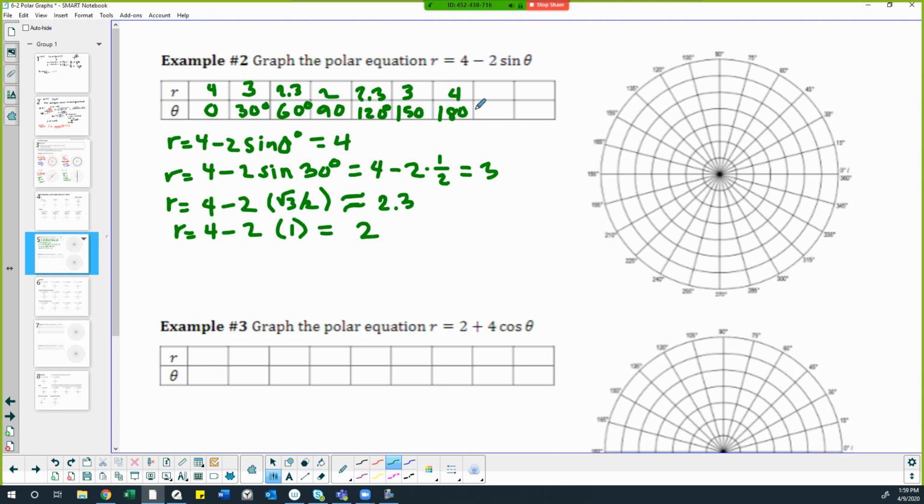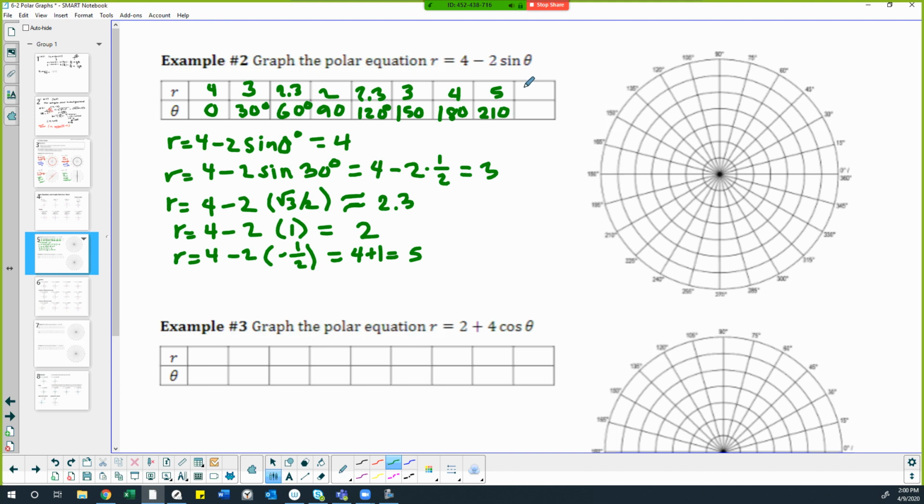Okay, now are things going to stay the same or different when we go past 180? So let's see what happens here. If I do 210, let's figure that out. So r equals 4 minus 2 times the sine of 210, which is 30 degrees, but it's a negative in the third quadrant. So that's going to give us a negative 1/2, which turns that into a positive 1. So we're actually doing 4 plus, isn't it 5? Okay. Obviously, I didn't give us enough space to go all the way to 360.